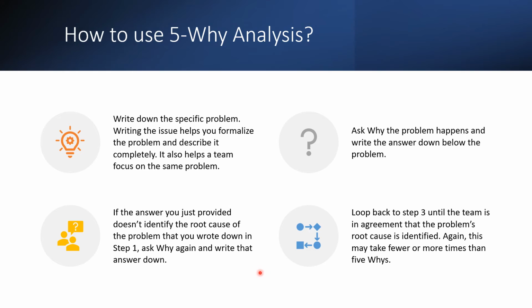So now loop back to step 3 until the team is in agreement that the problem's root cause is identified, and again this may take fewer or more times than 5 whys, right? So again you can ask why it happened based on the answer you got the second time, right? In such a way you can ask why and get the root cause of a problem till the root cause is identified.